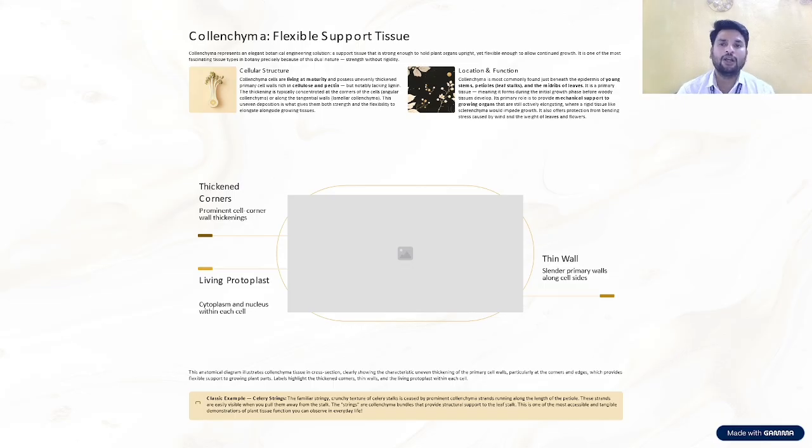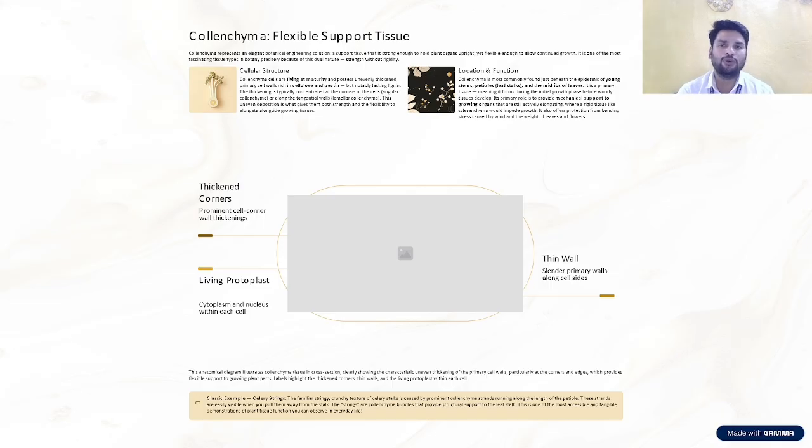Cellular structure: collenchyma cells are living at maturity and possess unevenly thickened primary cell walls, rich in cellulose and pectin, but notably lacking lignin. This thickening is typically concentrated at the corners of the cell, angular collenchyma, or along the tangential walls, lamellar collenchyma. This uneven deposition is what gives both strength and flexibility to the elongating, growing tissue.